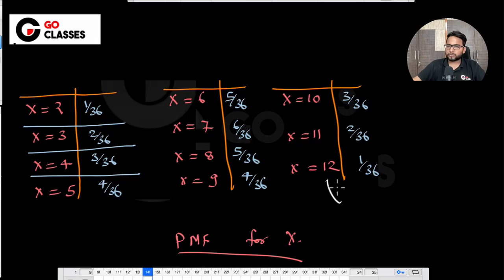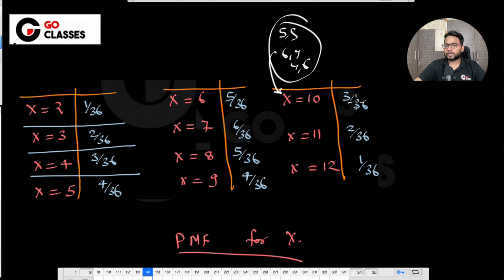Similarly, for x equal to 12, you will say (6, 6) is leading to x equal to 12. So you are collecting all the outcomes. For x equal to 10, you will say (5, 5), (6, 4) and (4, 6), so these 3 are leading to x equal to 10. So you are collecting all the outcomes which are leading to x equal to 10.